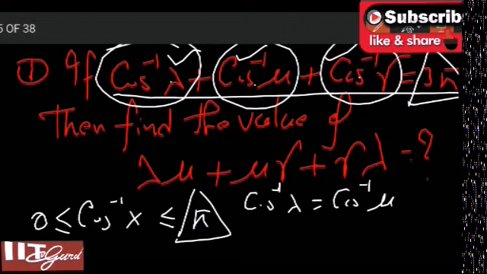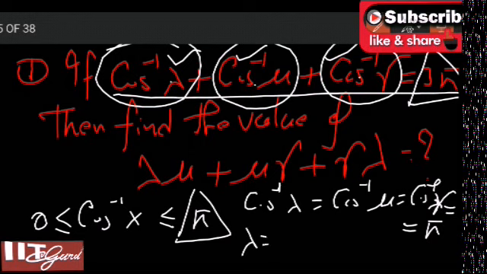This attains at -1 and this attains at 1. So cos inverse x is equal to pi, so this x is equal to -1. So in each and every case, lambda, mu and gamma was -1.